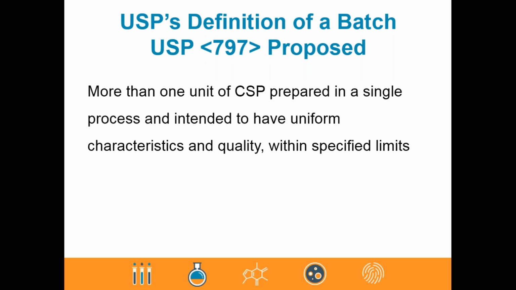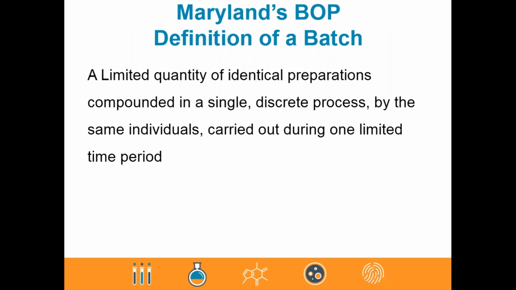Notice here in the USP 797 proposed, again, that's a proposed 797, they do have a batch defined as more than one unit. So we hear from time to time, well, I don't make batches, I only make a handful at a time. According to the 797 proposed, that handful at a time is now a batch. So keep an eye on that, yet to come, but I did show that for a reason.